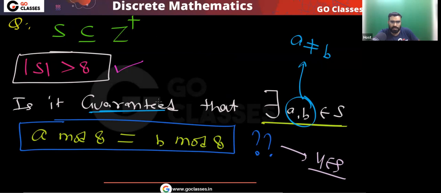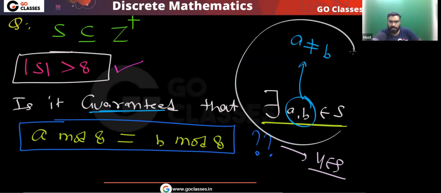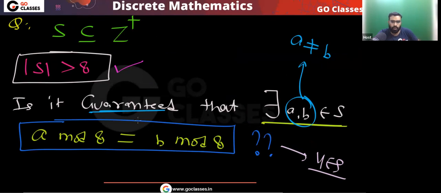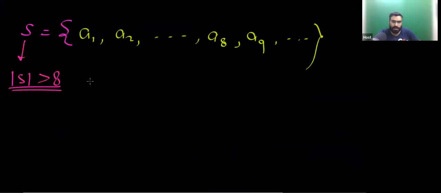Okay, I want to stop this because the question is saying, can you guarantee that at least 2 different numbers are there who will give you the same remainder when you divide by 8? Now, I want to stop this. I want to prevent this from happening. So in the worst case, what can I do?